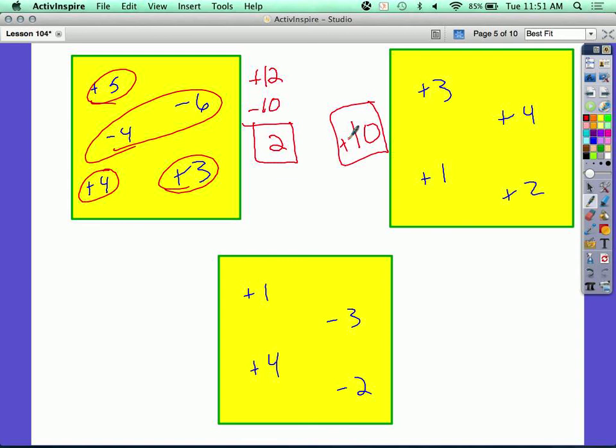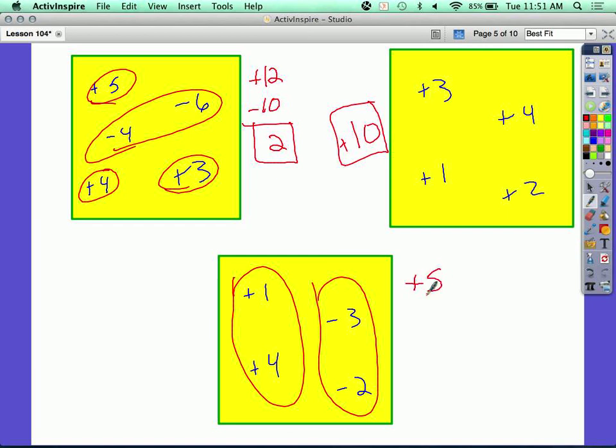Let's look at this bottom box. Okay? I have positives here, negatives here. So the positives, I have a positive 5. Negatives, I have a negative 5. Okay? Notice we have opposites in this box. We have a positive 5, negative 5. When we have opposites, we should automatically know that that is going to be 0.